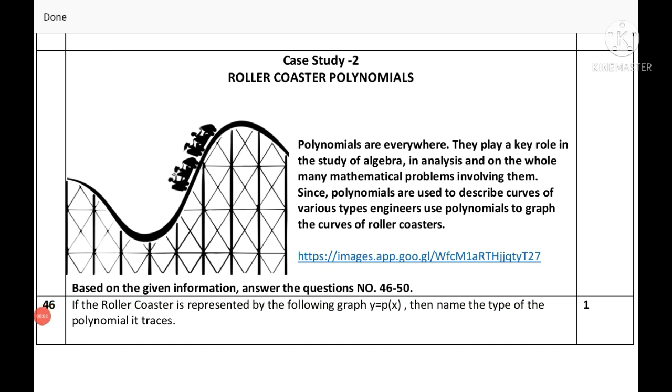Let's get to case study 2, roller coaster polynomials. Polynomials are everywhere. They play a key role in the study of algebra, in analysis and on the whole many mathematical problems involving them. Since polynomials are used to describe curves of various types, engineers use polynomials to graph the curves of roller coasters. Now, till here there is hardly anything mathematical. We just know that something about polynomial is being talked about. Let us get to the question straight away.